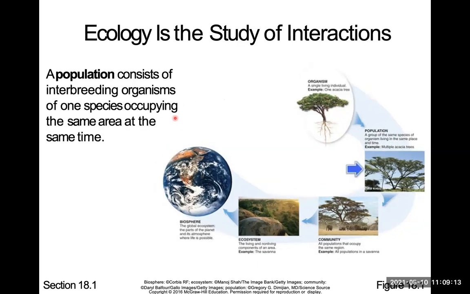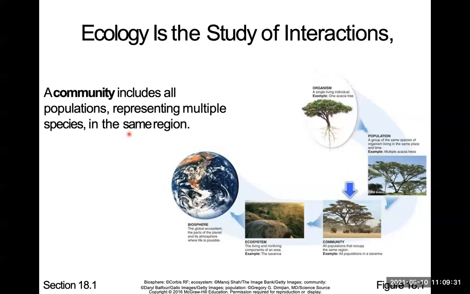So going back, I defined the population here. A population consists of interbreeding organisms of one species occupying the same area. This is very important: same area at the same time. Because if they're in different areas, they can't really interbreed, so they would be considered different populations. Then the definition of community includes all populations, representing multiple species: the species of the elephant, the species of the trees, maybe another species of bacteria there in the same region.